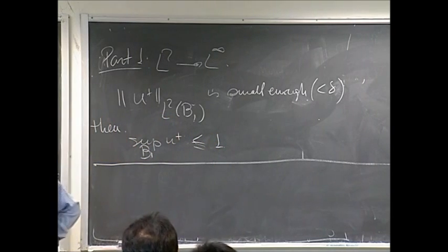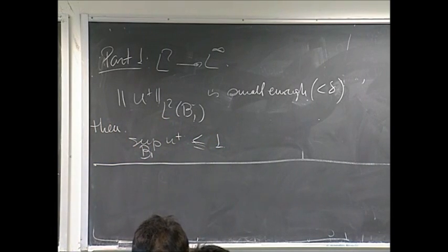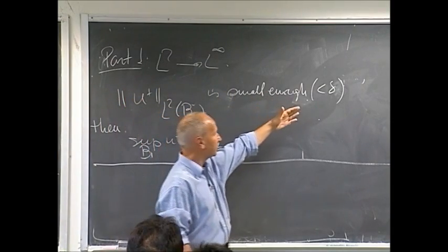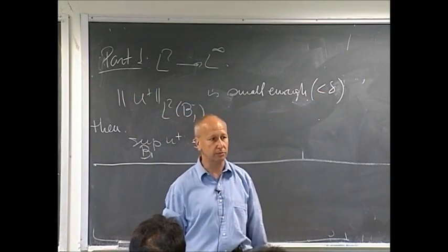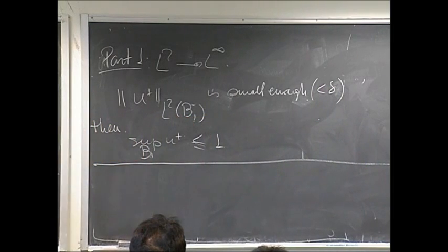And of course, since the problem is linear, I mean, "small enough" doesn't mean anything, because you can always divide u by delta times its integral to make it less than delta. Okay?